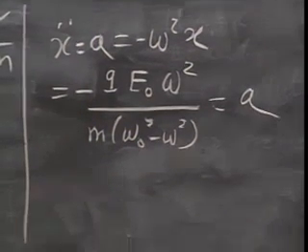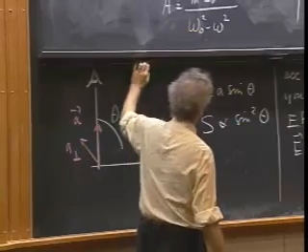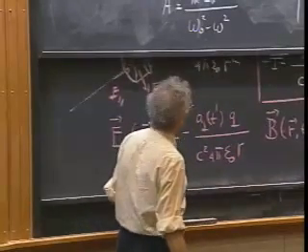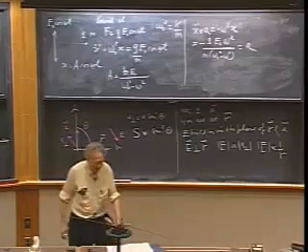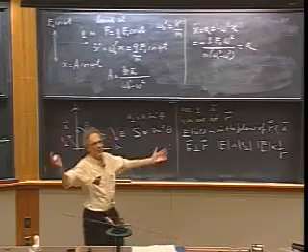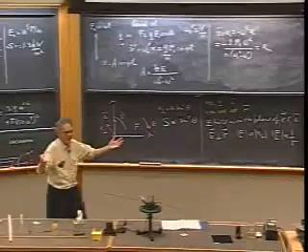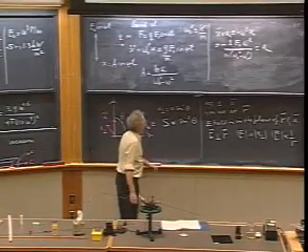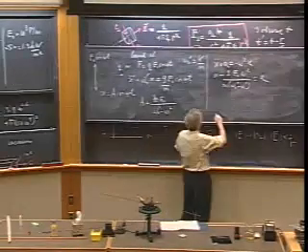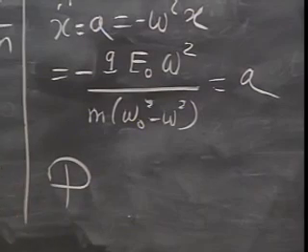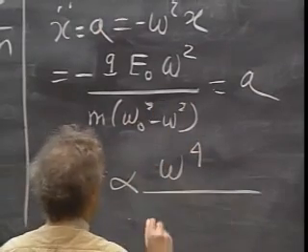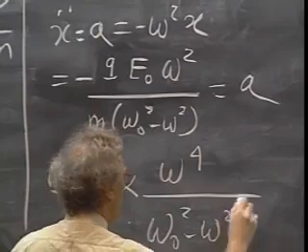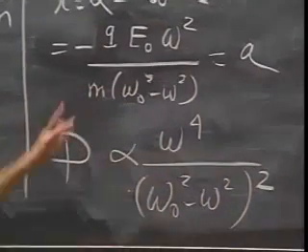But now I know how much power goes into that field. The total power that is radiated is proportional to a squared. I hope you remember that. I erased the wrong part of the blackboard. The a squared is what I really want to know. So the power that is radiated by that shaking electron is proportional, forgetting all the constants, to omega to the fourth divided by omega 0 squared minus omega squared, squared. Forget all the rest, it is constant.